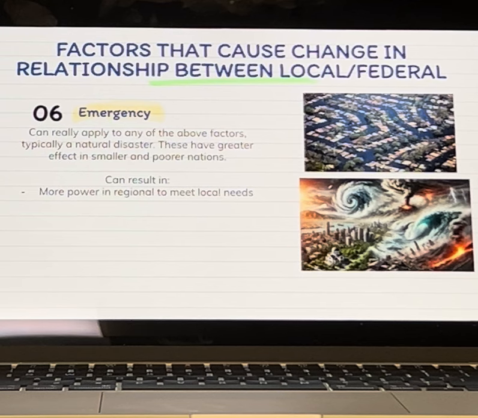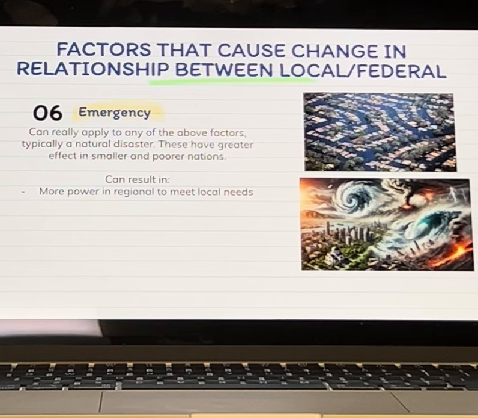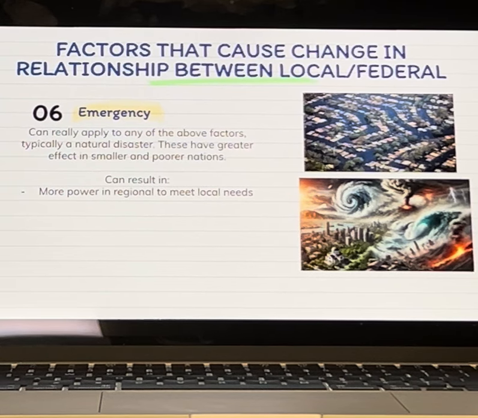So, an emergency is usually a natural disaster. An emergency can truly be anything. If you think that it's urgent, then it's an emergency. I mean, me selling my corn for $4.50 instead of $5 could be an emergency, depending on who you ask. I guess some people really like my corn. So sometimes an emergency results in more power at the regional level to meet local needs.